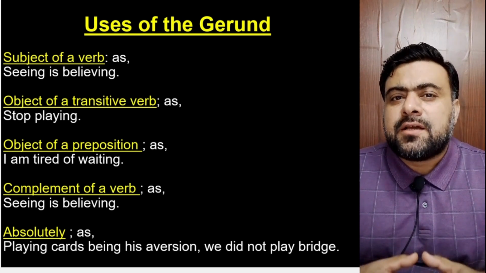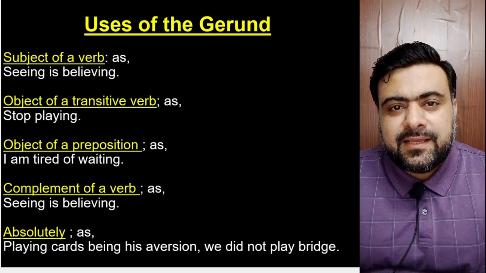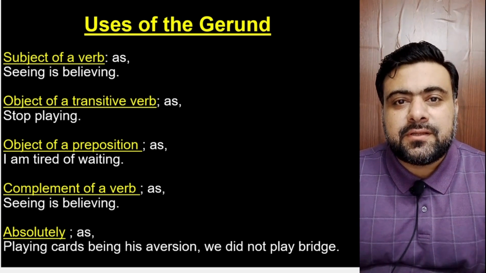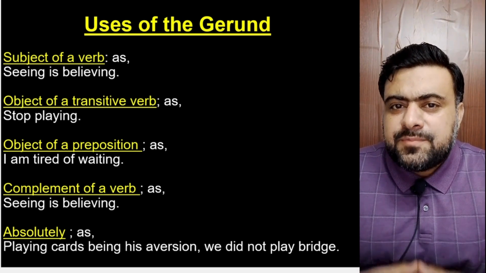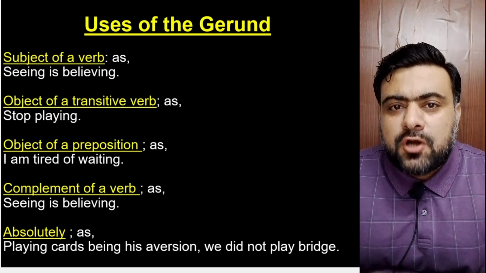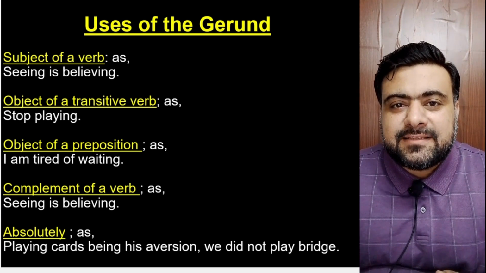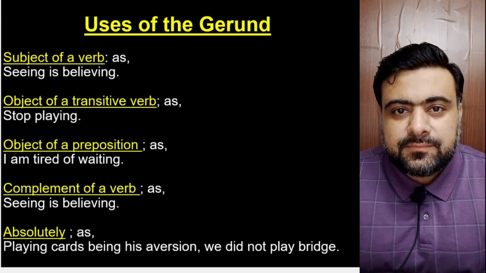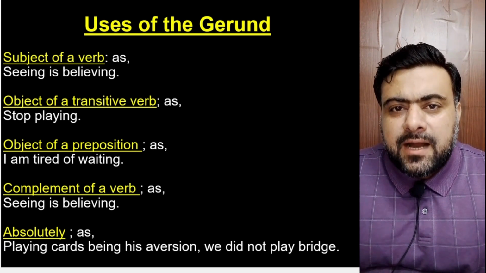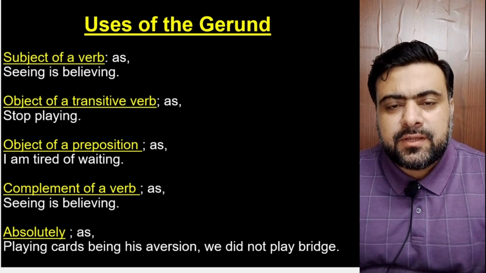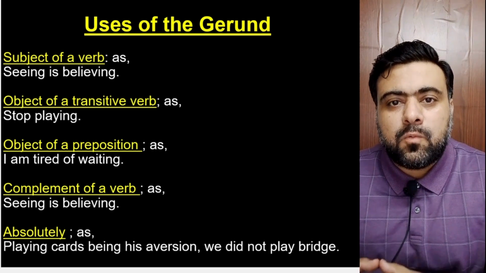Uses of the gerund. For what purposes are gerunds used? First, as the subject of a verb. For example, seeing is believing. Gerund seeing is the subject of this sentence. Second, as the object of a transitive verb. Stop playing. Playing is the gerund and it is acting as the object of the verb stop. Third, as an object of a preposition. I am tired of waiting. Waiting is the gerund and it is the object of the preposition of.